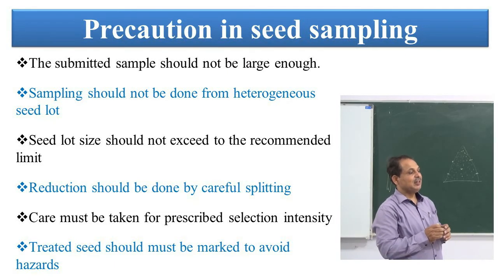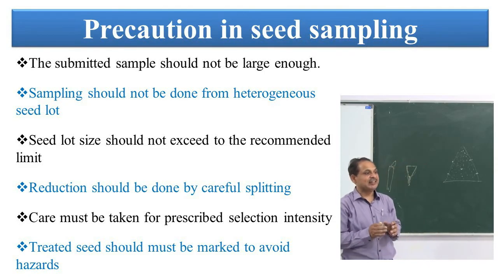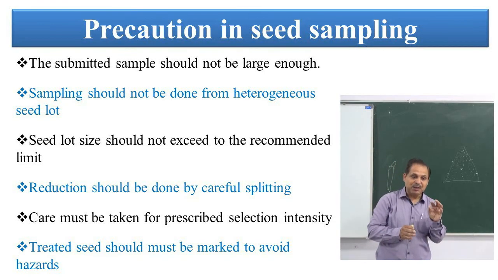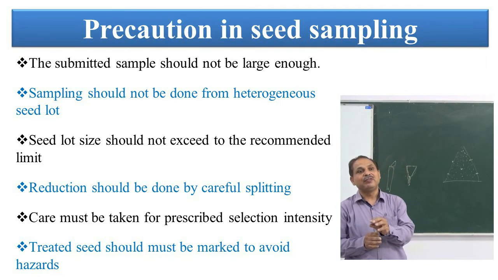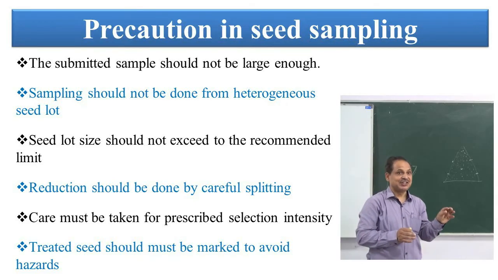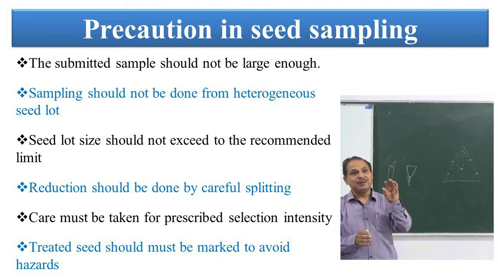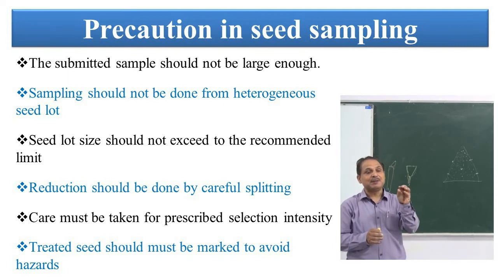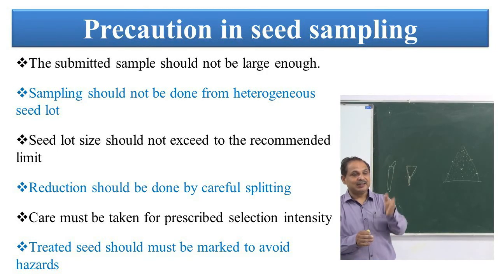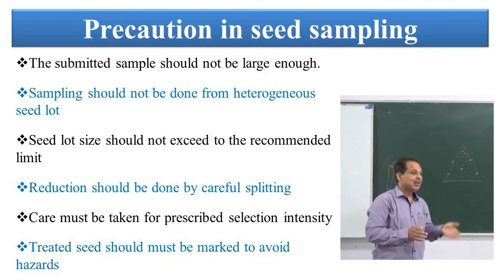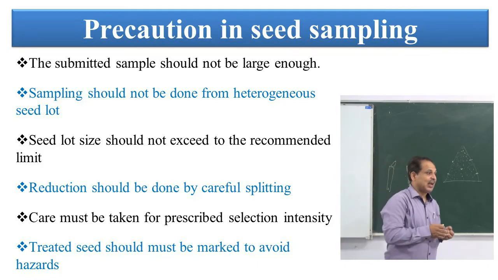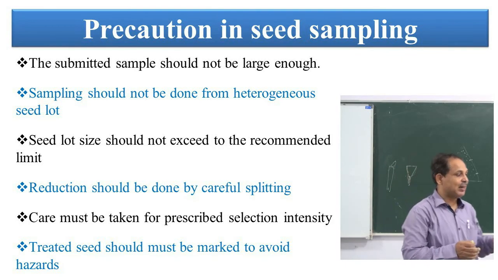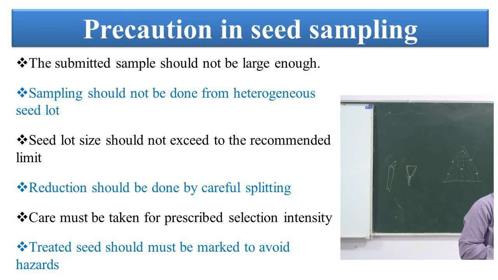Care must be taken for the prescribed sampling intensity. Here, the prescribed number of primary samples must be taken care of. As I earlier told, a minimum of 3 primary samples or 5 primary samples is to be taken, depending upon the seed lot size; the number of primary samples has already been prescribed. Treated seeds must be marked to avoid health hazards.